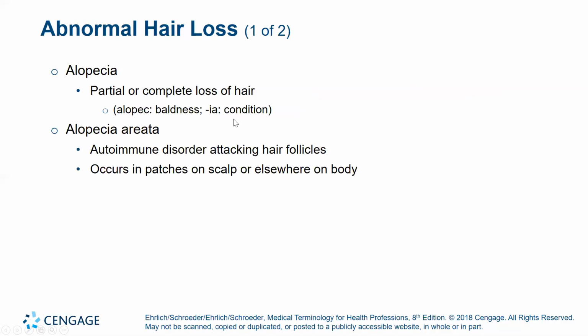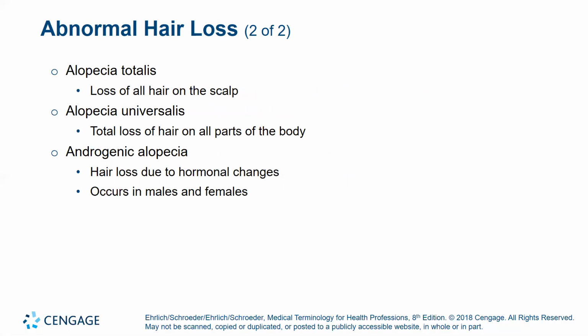Let's take a look at abnormal hair loss. We have alopecia, partial or complete loss of hair. Alopecia areata is an autoimmune disorder attacking hair follicles. Usually occurs in patches on the scalp or elsewhere on the body. Next one we have is alopecia totalis, loss of hair on the scalp. Alopecia universalis, total loss of hair on all parts of the body. And then we have androgenic alopecia. This is hair loss due to hormonal changes. It does occur in both males and females.